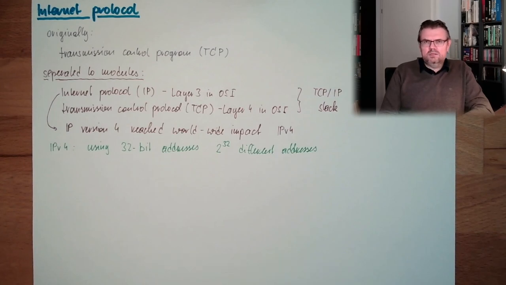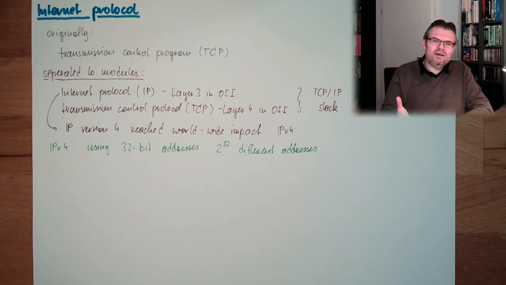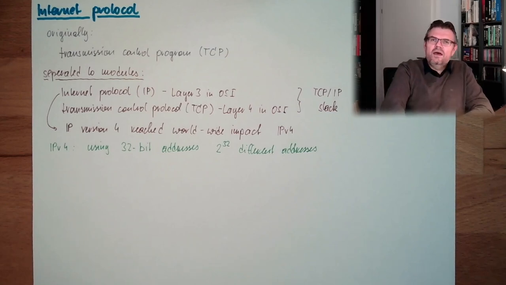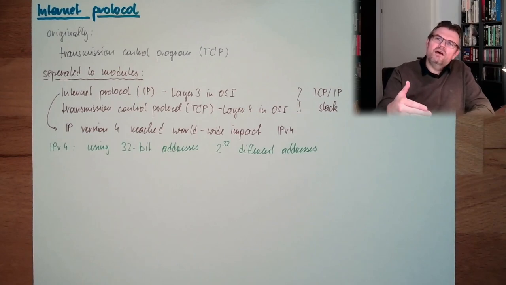In the 1990s, it was clear this is not going to be enough. World population is meanwhile 8 billion or something like this, so not even every person could have their own IP address. And if we think about us, we have a computer, we have a mobile phone, we have a lot of things. We are dealing with little controllers which are Wi-Fi capable and so on. Every device has an IP address. We're running out of IP addresses.